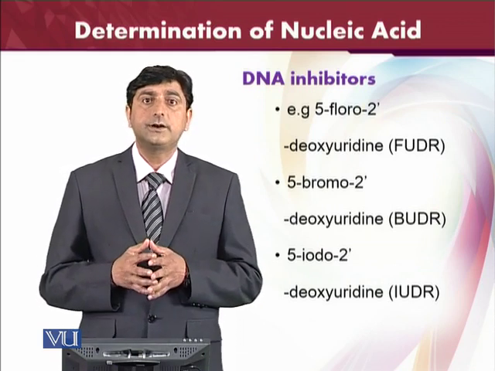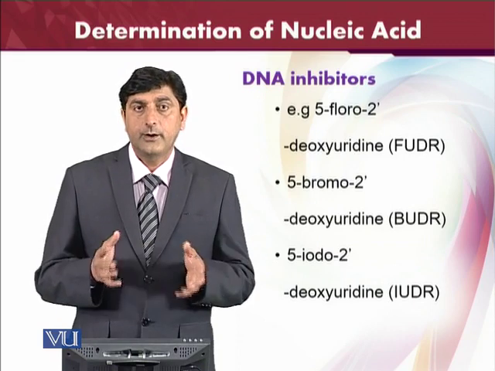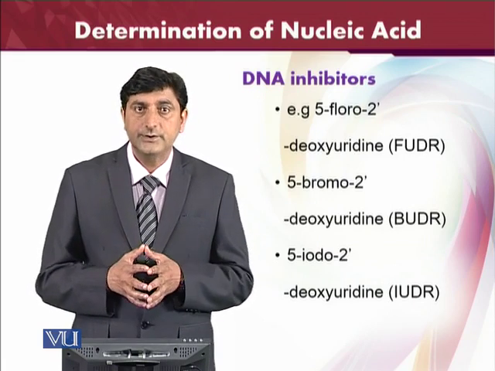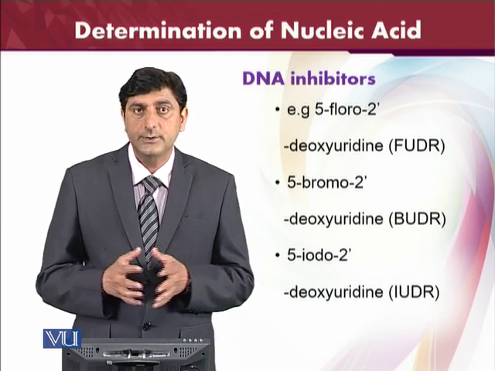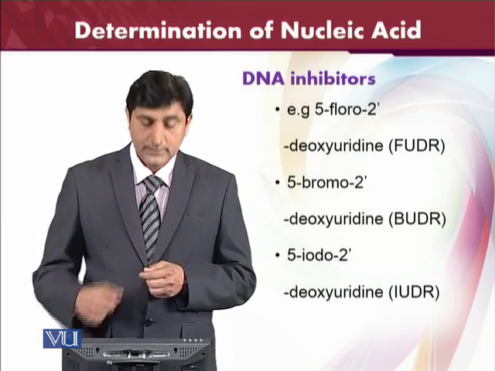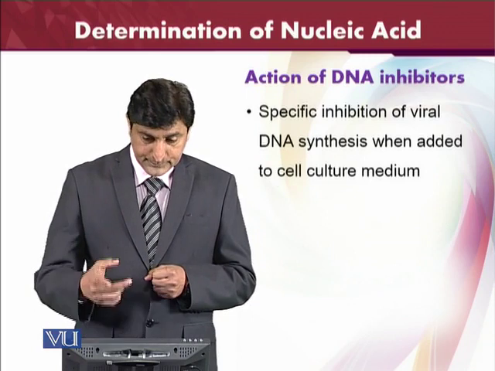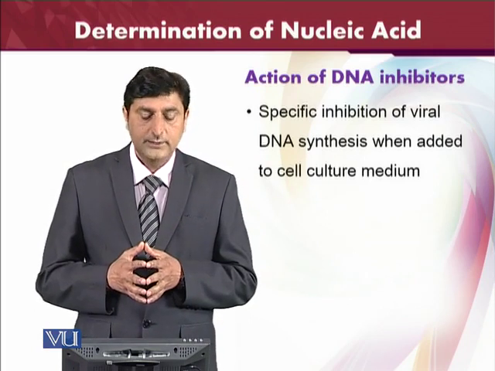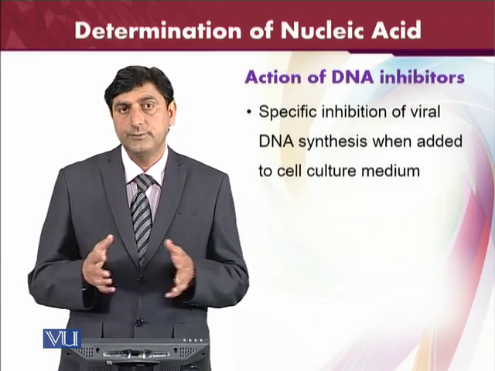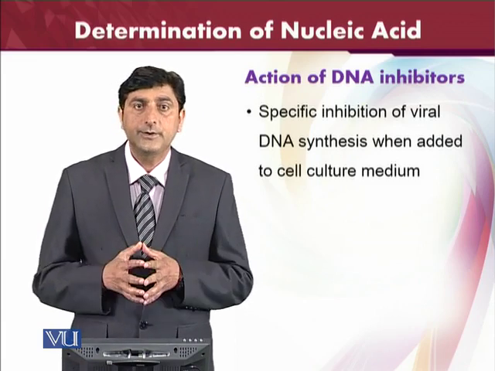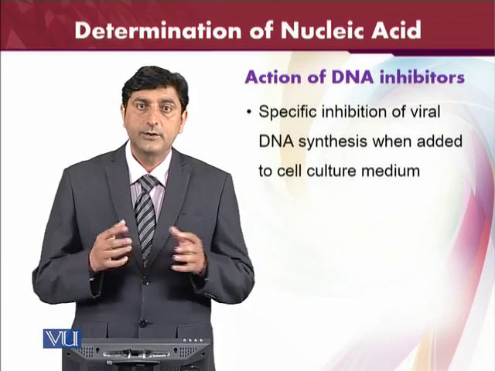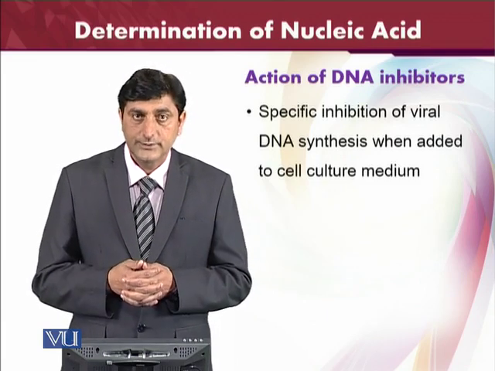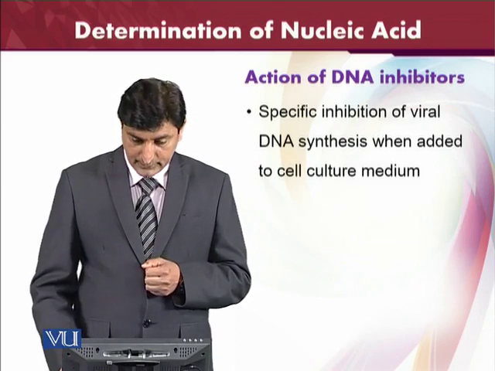So these are different kinds of DNA inhibitors, which we will put in the reaction, and on the basis of the reaction we can isolate what kind of virus this is. Action of the DNA inhibitors: specific inhibition of the viral DNA when added to the cell culture. Of course, when we add it to the cell culture, the specific reaction will act, and on the basis of that we need to determine which kind of nucleic acid is living inside the virus.